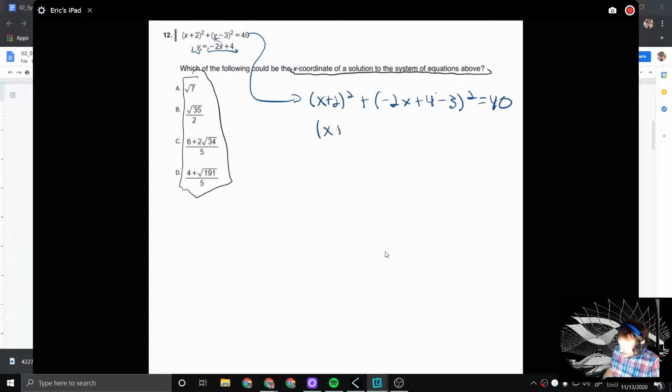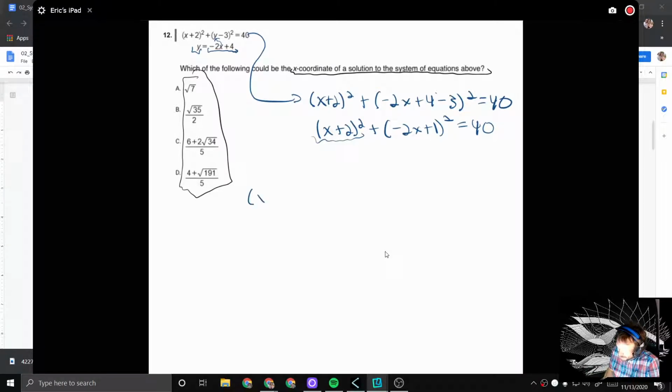Going to simplify inside the parentheses first. Negative 2x plus 1 squared equals 40. I'd love to save myself from having to expand all of these terms, but I can't see a way out of it, so I'm going to expand.